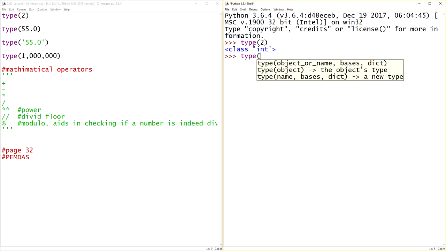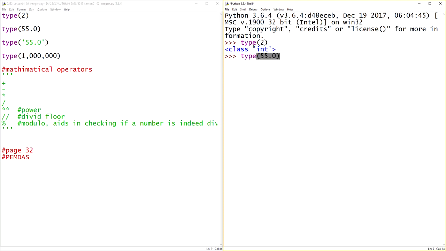We do a type on a float of 55.0, or decimal point 0, and hit enter, you'll see that that type is a float. That means that it has something after the decimal point. Let it be a 0 or another integer, or a combination of integers.